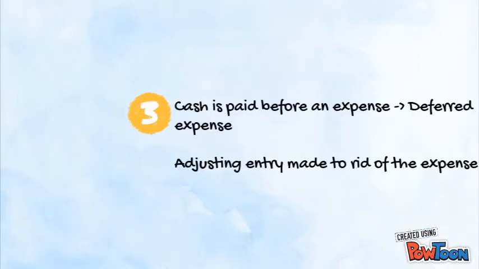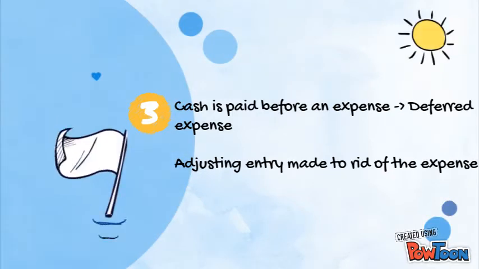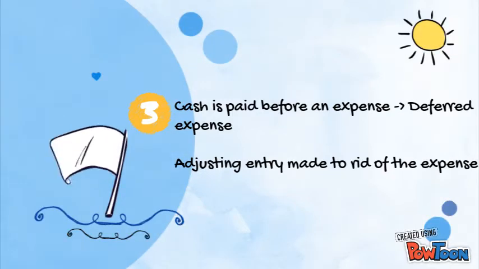Third scenario is when cash is paid before an expense, an entry of deferred expense is applied. This means that the company has paid for a service or product but has not yet consumed it. After consuming the purchase, the business would then make an adjusting entry to cancel it out.